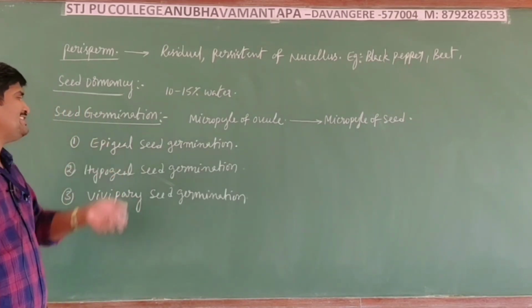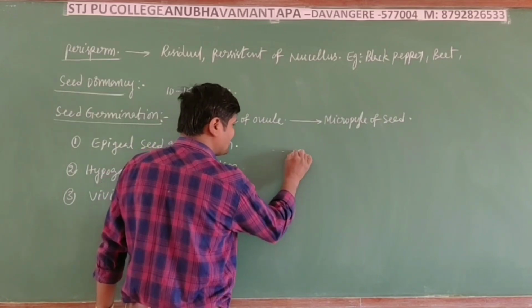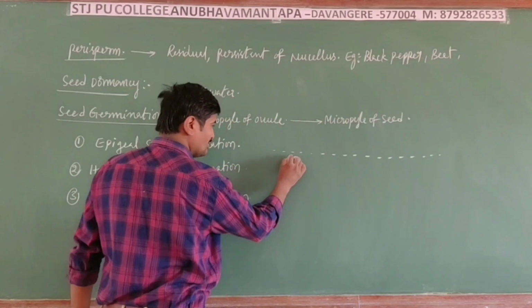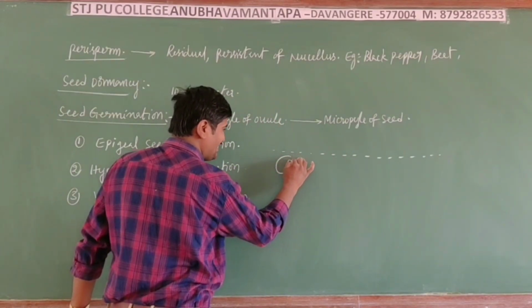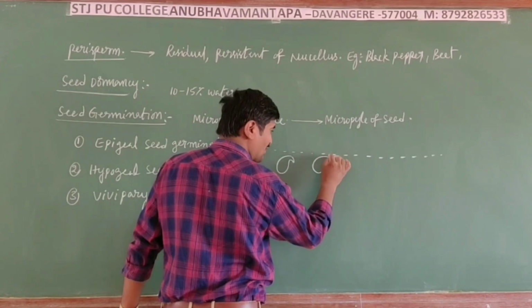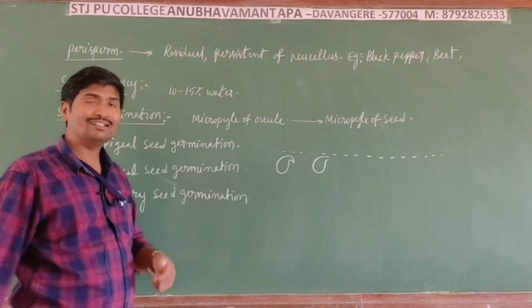What is epigeal seed germination? For example, this is a soil layer. When the seed is placed in the soil and all factors are available inside the soil, the seed starts the germination.